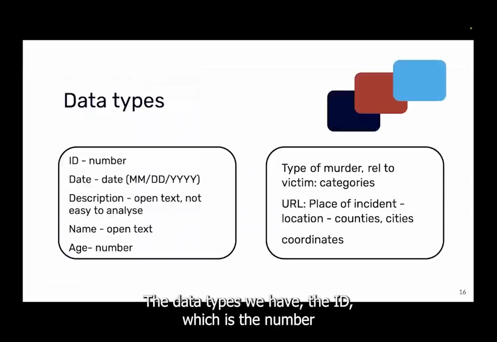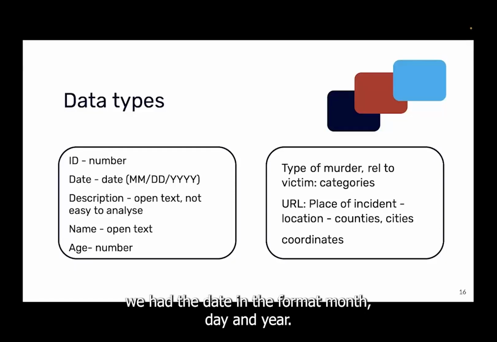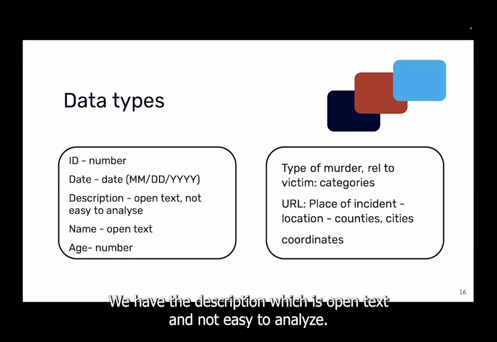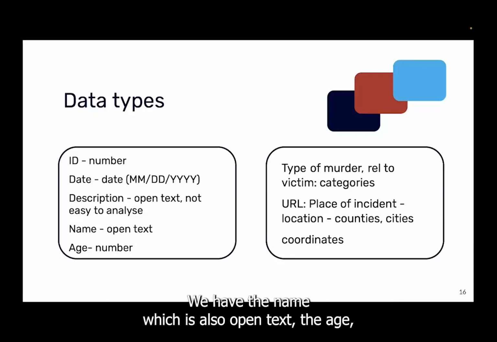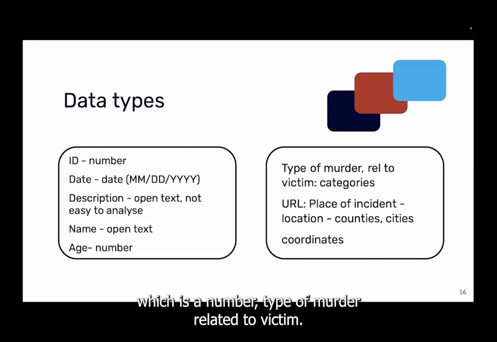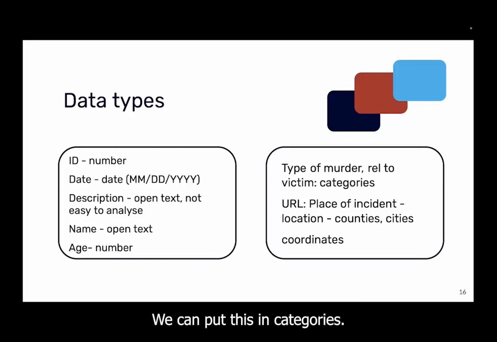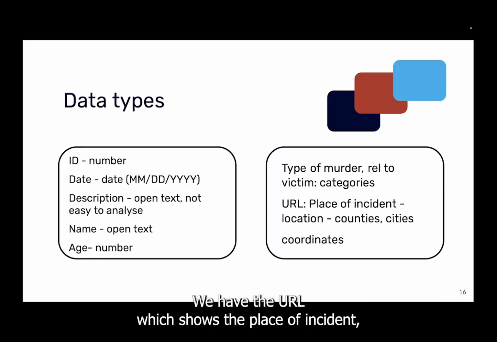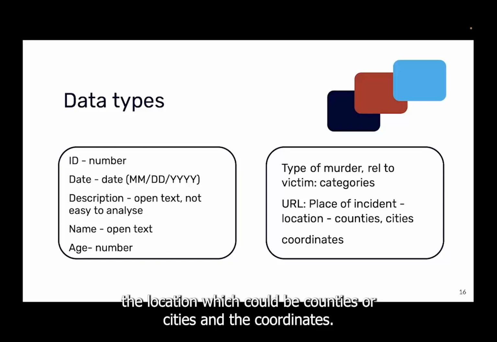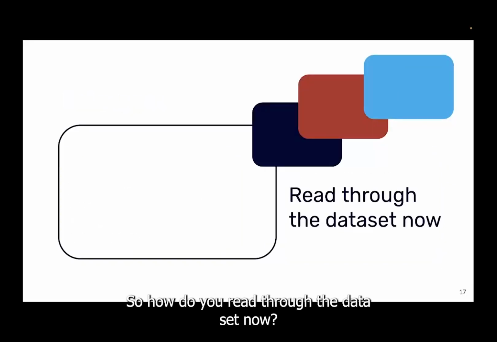The data types. We have the ID, which is the number. We have the date in the format month, day, and year. We have the description, which is open text and not easy to analyze. We have the name, which is also open text. The age, which is a number. Type of murder related to victim, we can put this in categories. We have the URL, which shows the place of incident, the location, which could be counties or cities, and the coordinates.